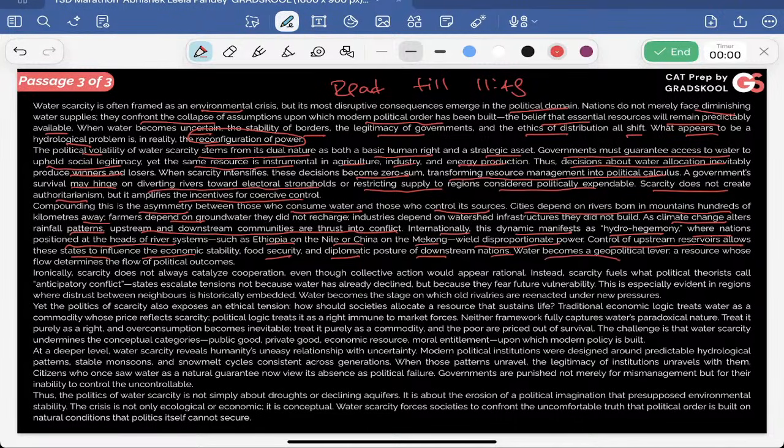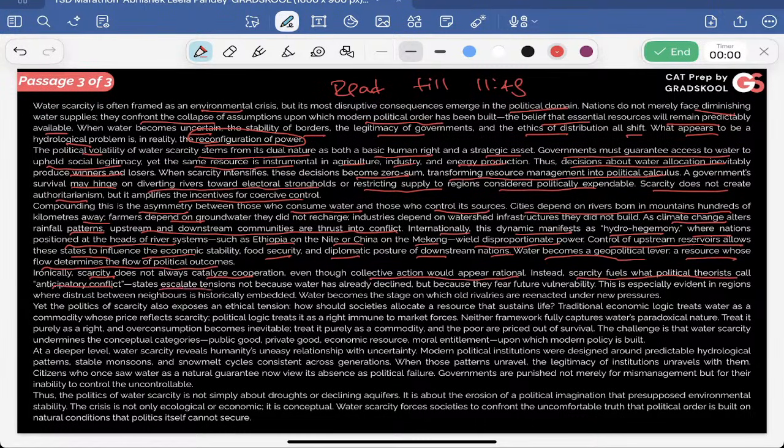Water becomes a geopolitical lever as a resource whose flow determines the flow of political outcomes. Ironically, scarcity does not always catalyze cooperation, even though collective action would appear rational. Instead, scarcity fuels what political theorists call anticipatory conflict.